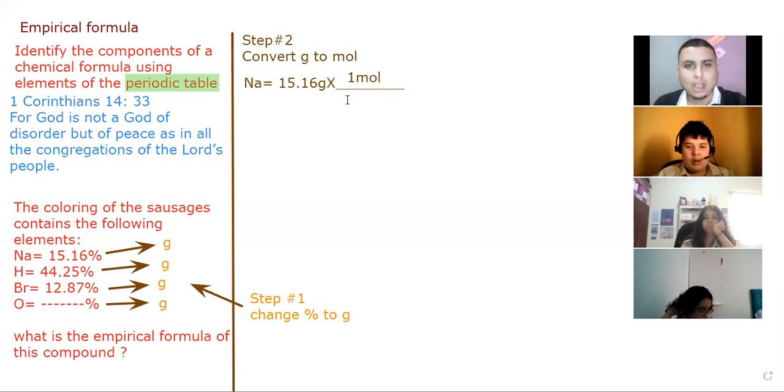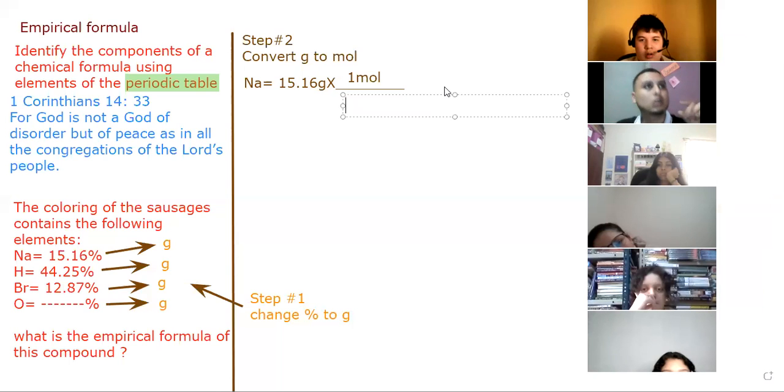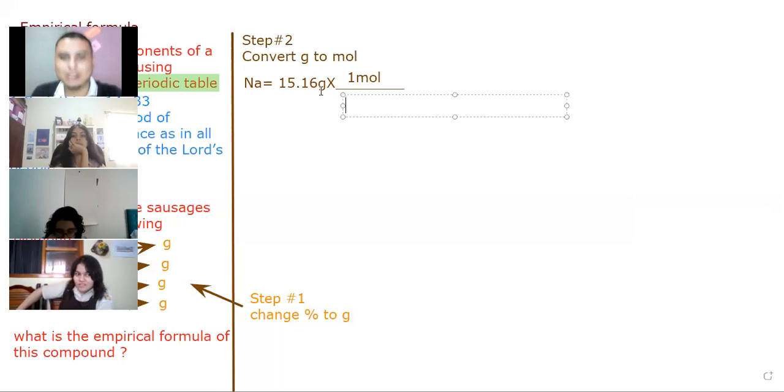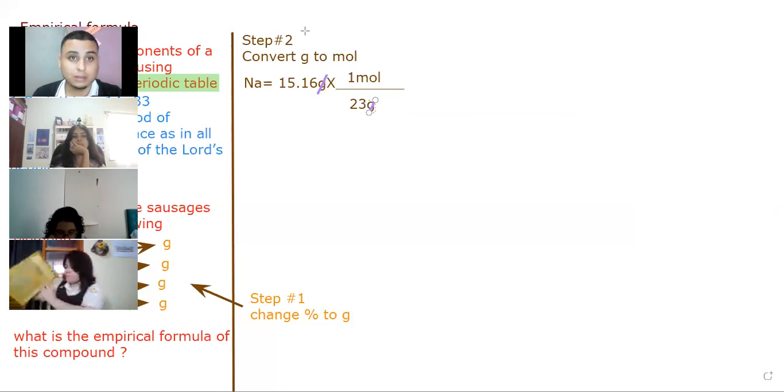Okay? How many grams contain 1 mole of sodium? Go take your periodic table and give me the atomic weight of this element. That is just 23 grams. Cancel the common unit that you have up and down that are the same, right?